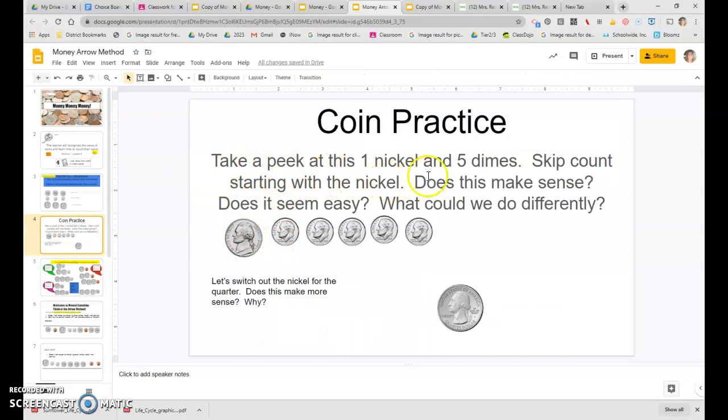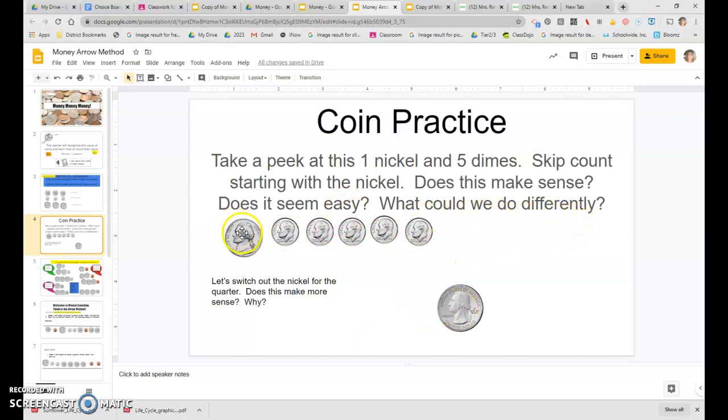All right, take a peek at this nickel and 5 dimes. Skip count starting with a nickel. Does this make sense? If I started with 5 and I added 10, I would go 5 plus 10 more. I know that's 15, but that's a little more difficult. It doesn't seem as easy, does it, if I start with a bigger coin? So what could we do differently?